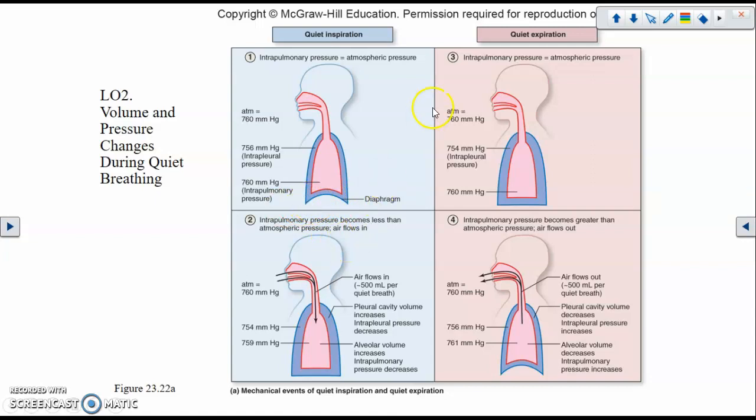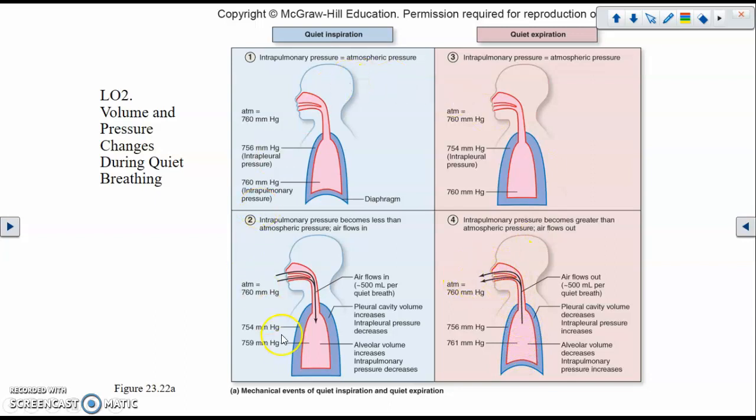It's the opposite during expiration. In expiration, the diaphragm relaxes and becomes dome shaped, and now the pressure changes since the volume has become smaller. The pressure increases, and since the pressure is now greater than the atmospheric pressure outside, now it's at 761 as opposed to 760, that is why during expiration, air actually flows out.